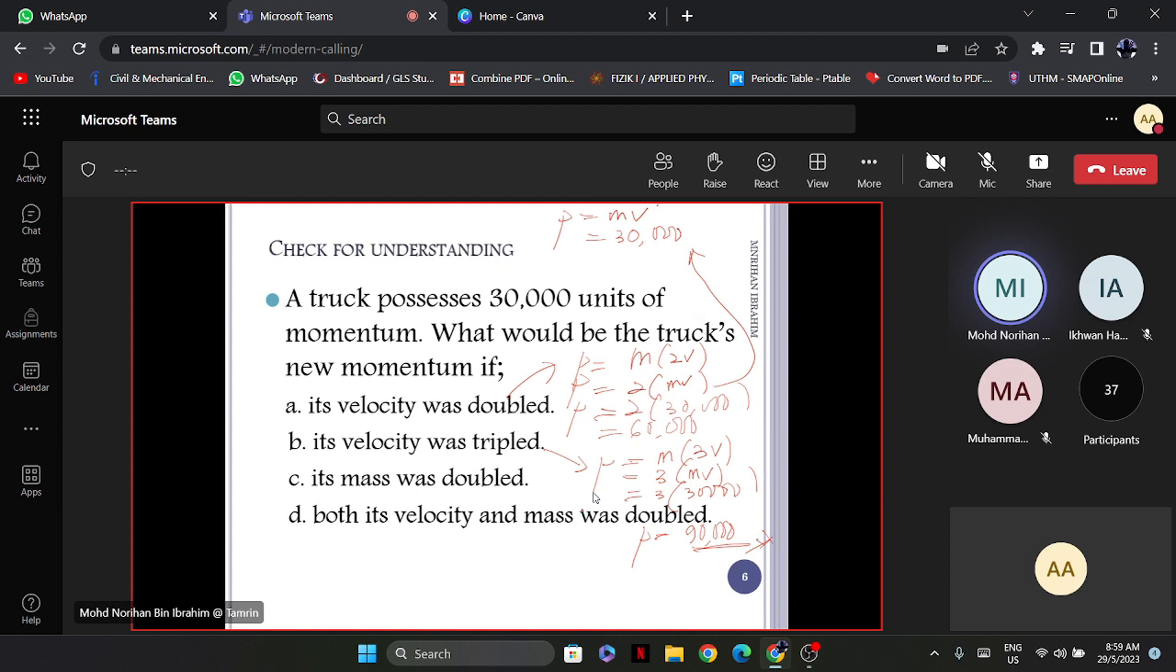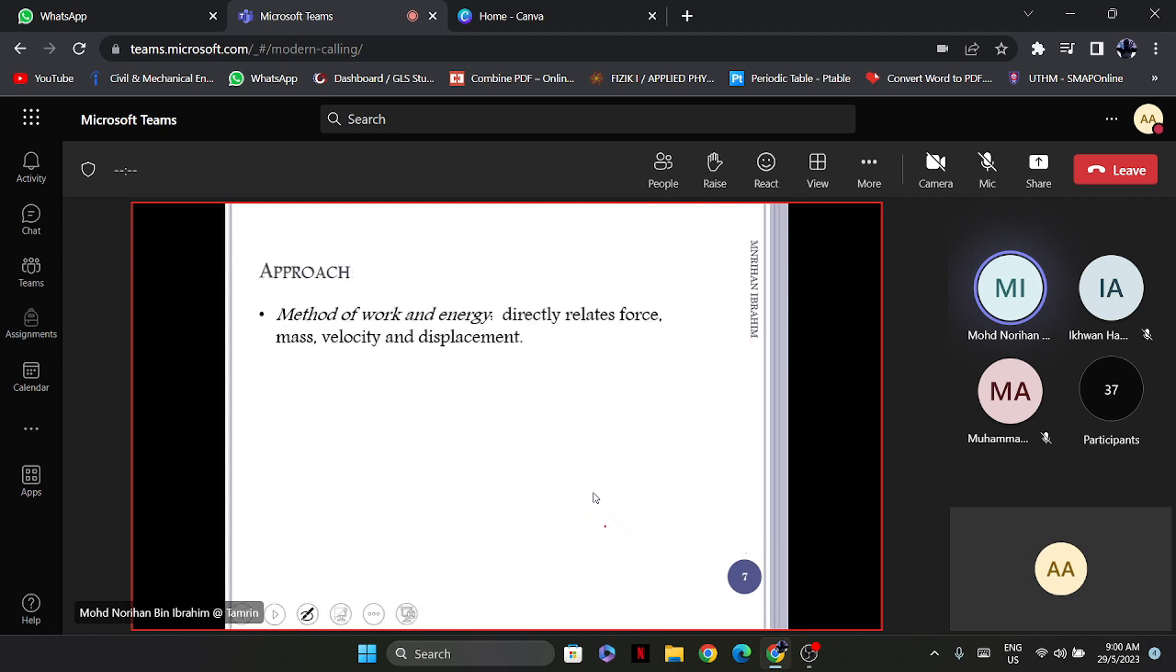If mass was doubled, the same method can be applied as in A and B. It means that p is equal to mv, p is equal to 2m multiplied by v. So you get 60,000 units. When both velocity and mass were doubled, you can try to do it by yourself by using this basic equation for momentum. Okay, the next is the method of work and energy.